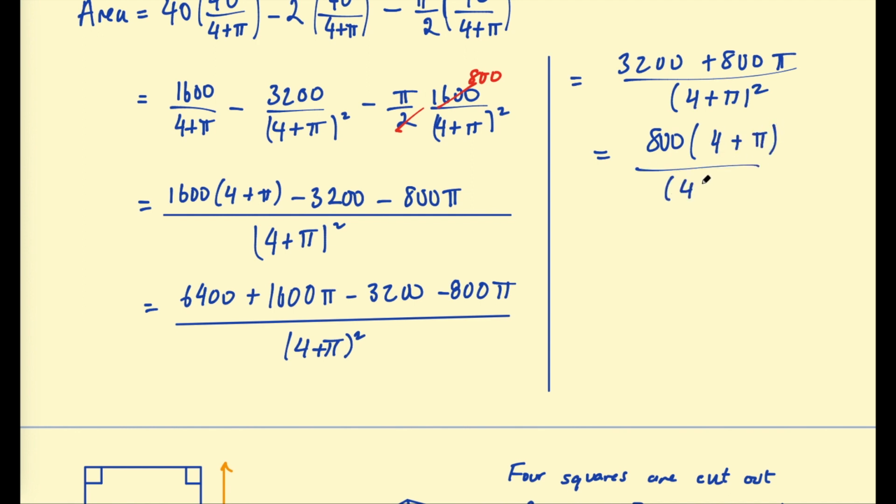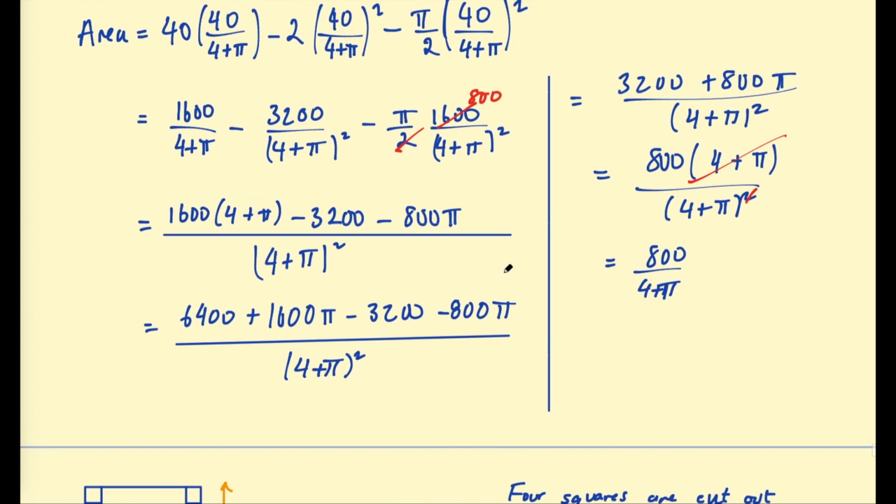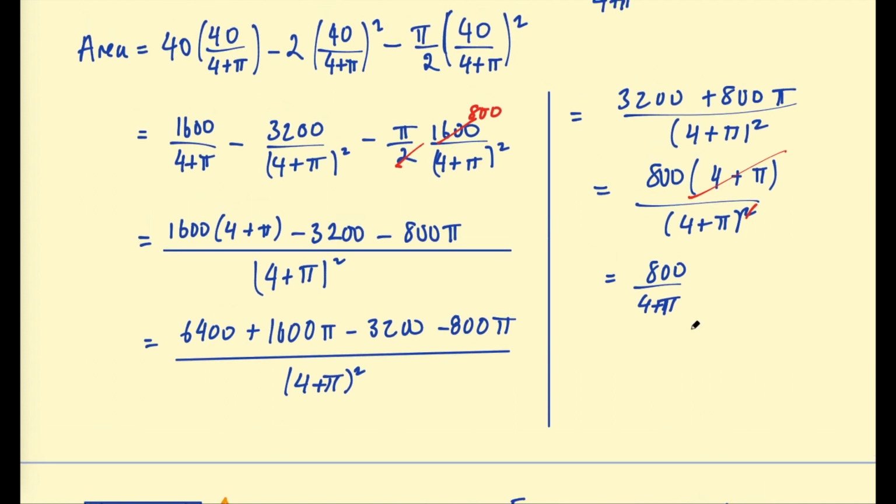And we notice we can cancel something further. The 4 plus pi in the numerator cancels with 1 in the denominator. So that simplifies down to 800 over 4 plus pi. Okay, so a bit of algebra to finish that one off. And there we go. That will give us the maximum area of that shape.